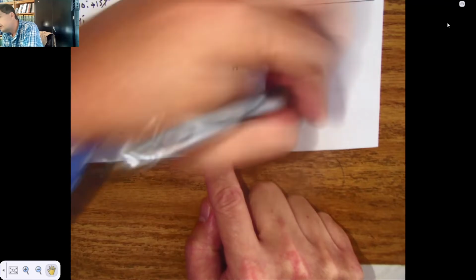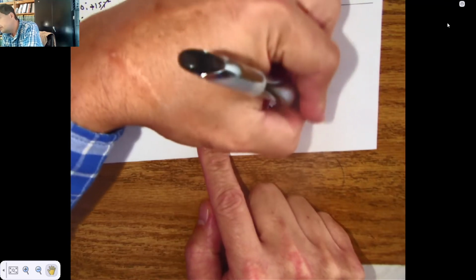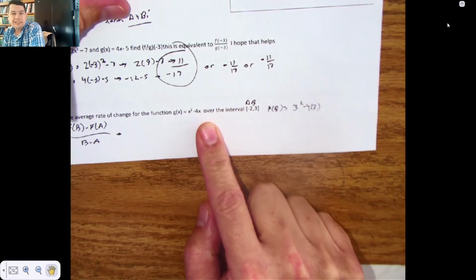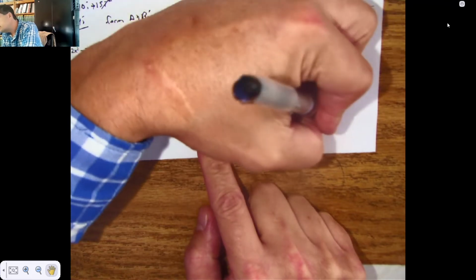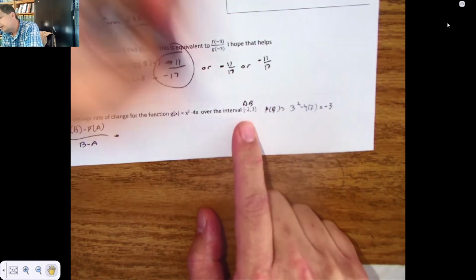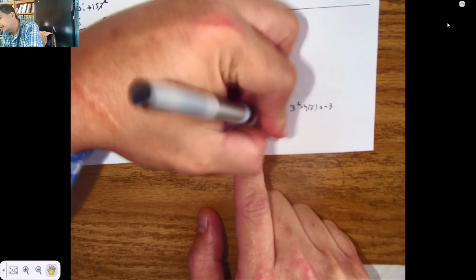To find f of b, I'm going to plug in a 3. So off to the side here, I got to do 3 squared minus 4 3s. That's going to be 9 minus 12. That's -3. Now I got to find f of a by plugging in a -2.